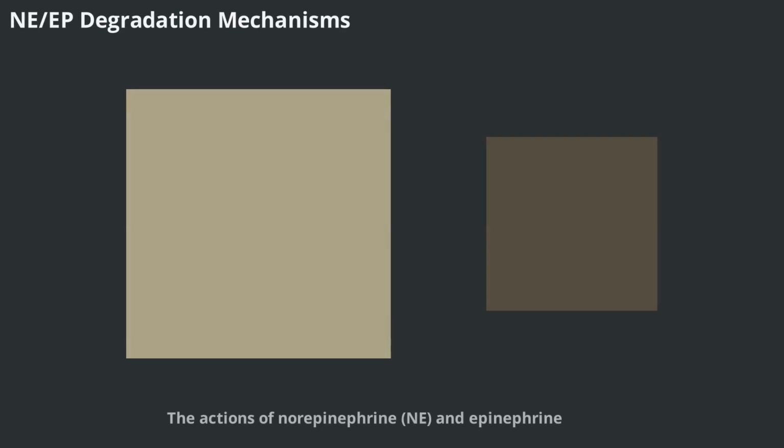Actions of norepinephrine, NE, and epinephrine, EP, are terminated by three main mechanisms: neuronal reuptake, diffusion into the circulation, and enzymatic degradation. Neuronal reuptake is the most important, as NE and EP are transported back into the neuron for reuse or breakdown. Enzymes like catechol-O-methyltransferase, COMT, and monoamine oxidase, MAO, further metabolize these neurotransmitters, ensuring their effects are tightly regulated.